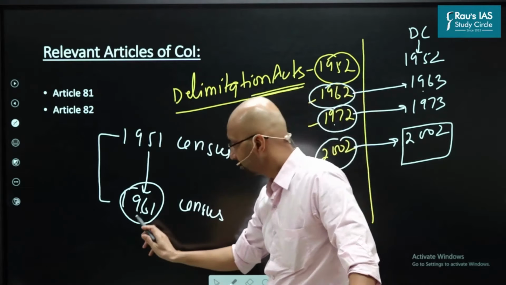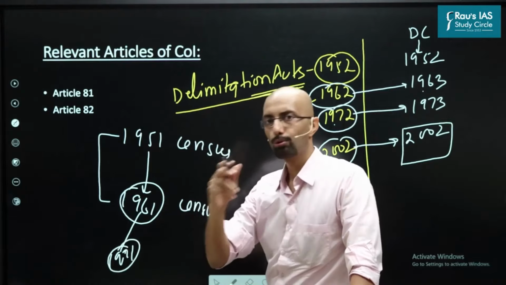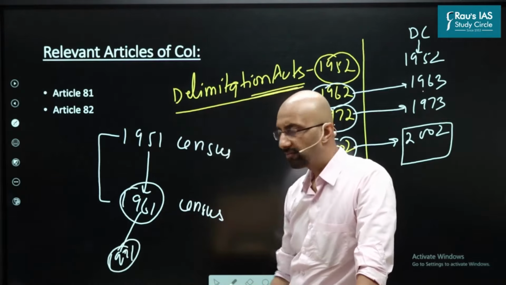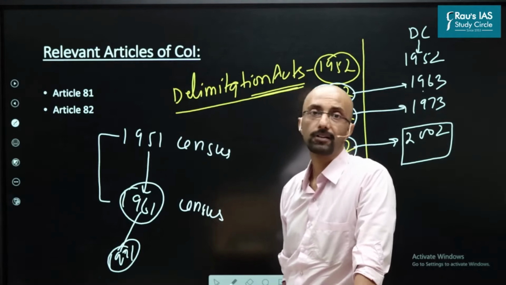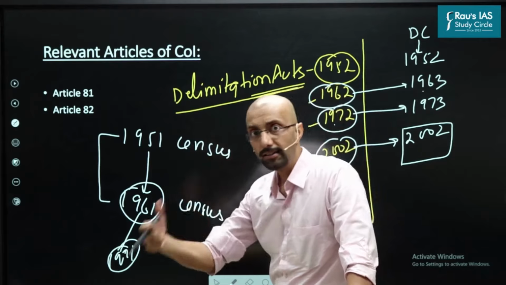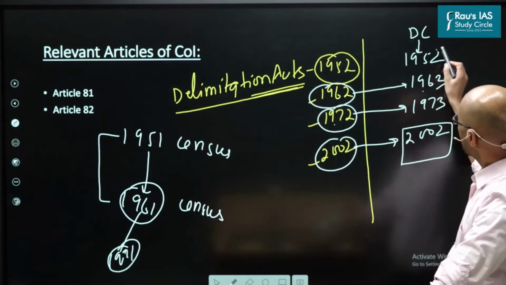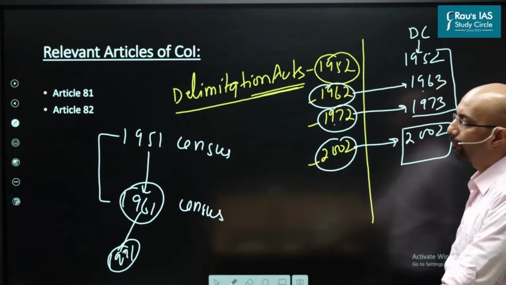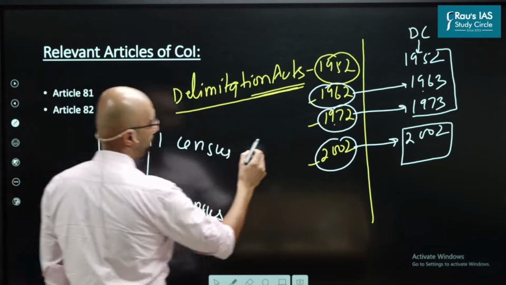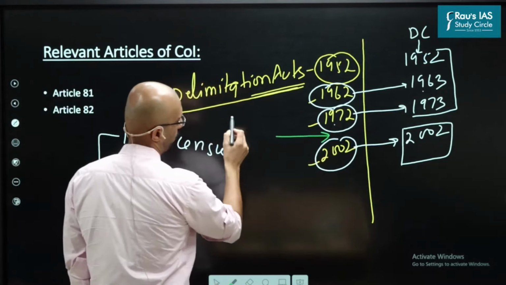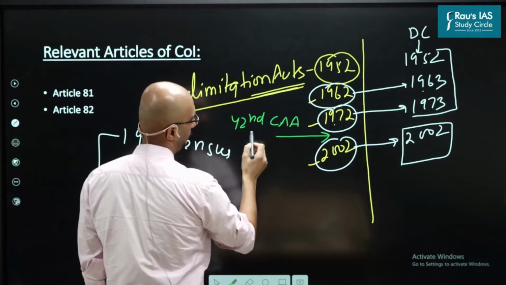Similarly, from 61 to 71, if these states still did not control their population, and we again repeat the delimitation exercise, they will again benefit by getting even higher seats in Lok Sabha. That is why after these three delimitations, Parliament, when Indira Gandhi was the Prime Minister, will enact the 42nd Constitutional Amendment Act, 1976.